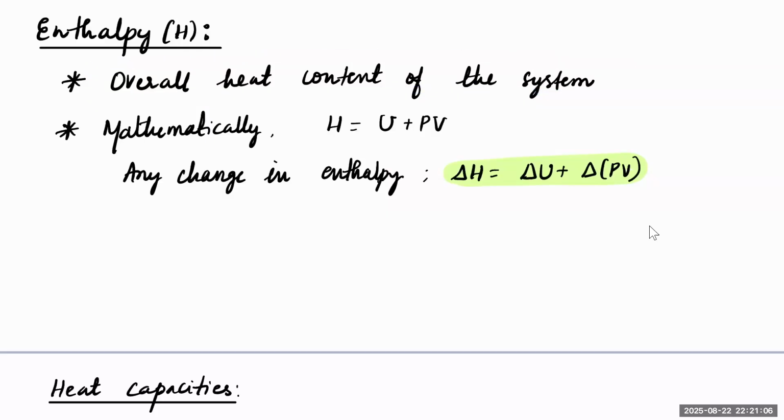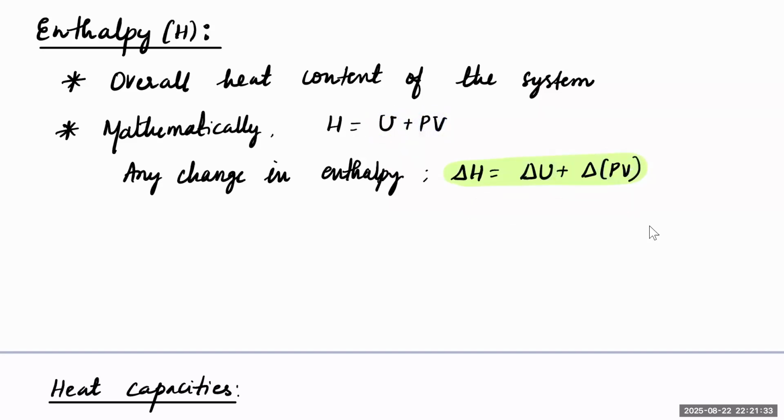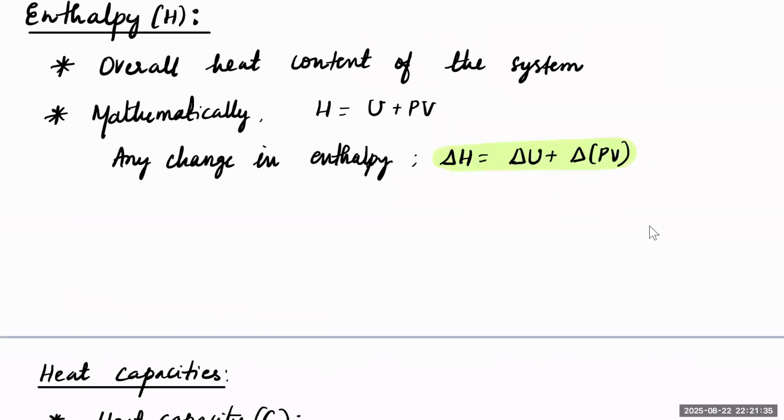Mathematically, how can we write it? H, which is enthalpy, can be written as U plus PV. This you will have to remember as a direct formula. Enthalpy is always equal to U, which is internal energy, plus PV. Now, any change in the enthalpy is subject to the change in internal energy and to the change of PV energy. So this is about enthalpy, everybody.